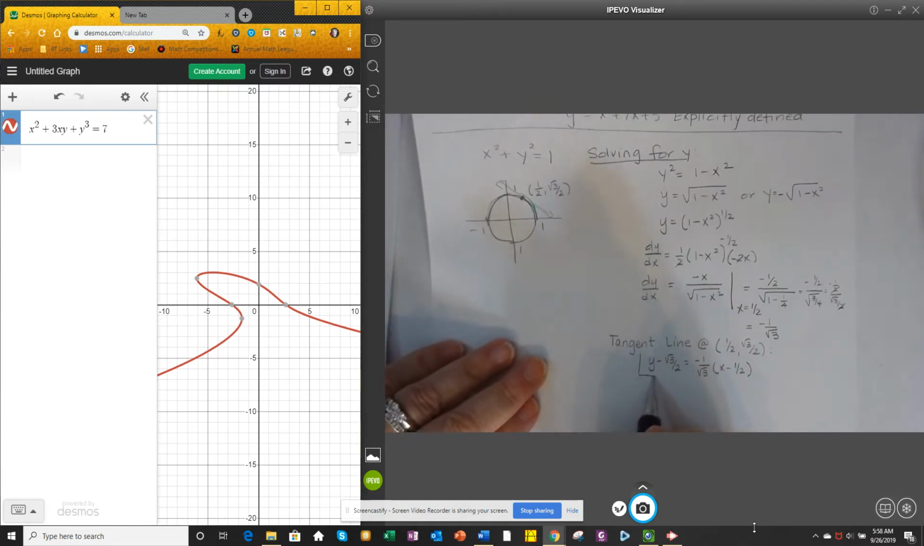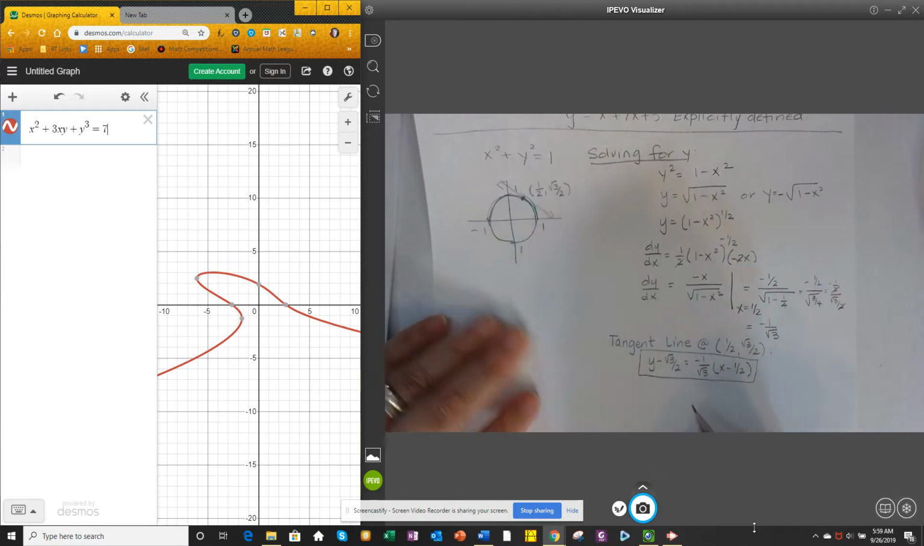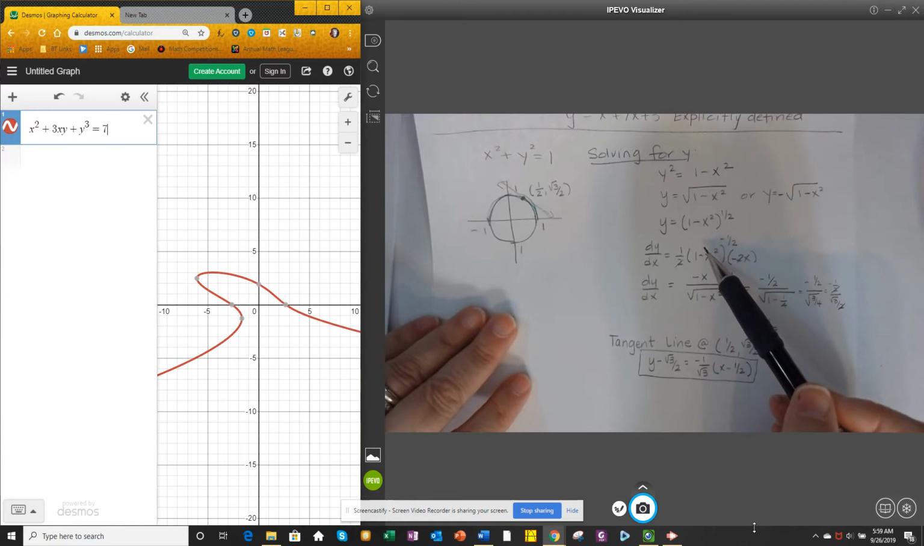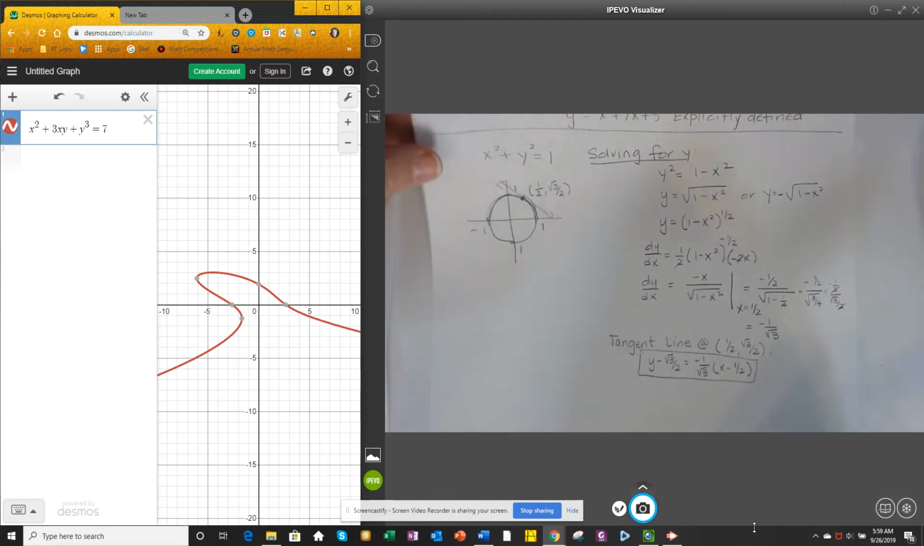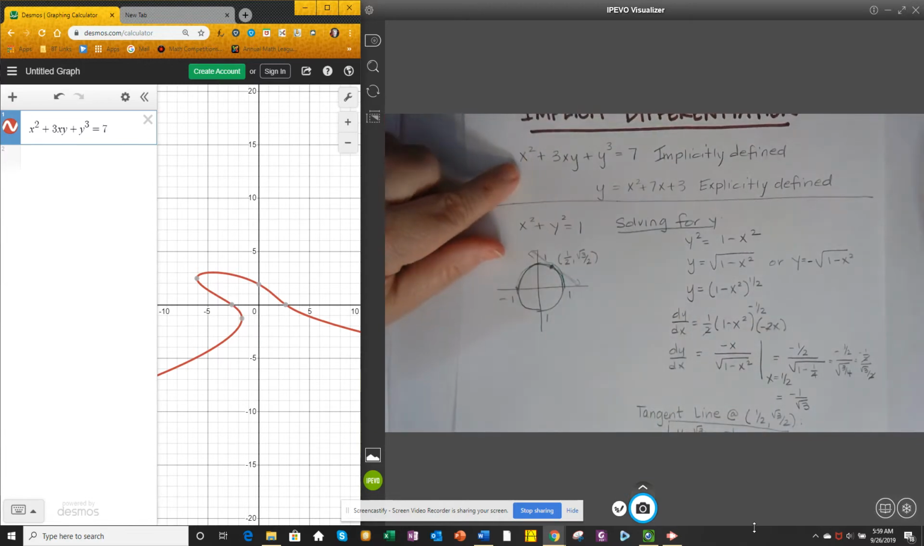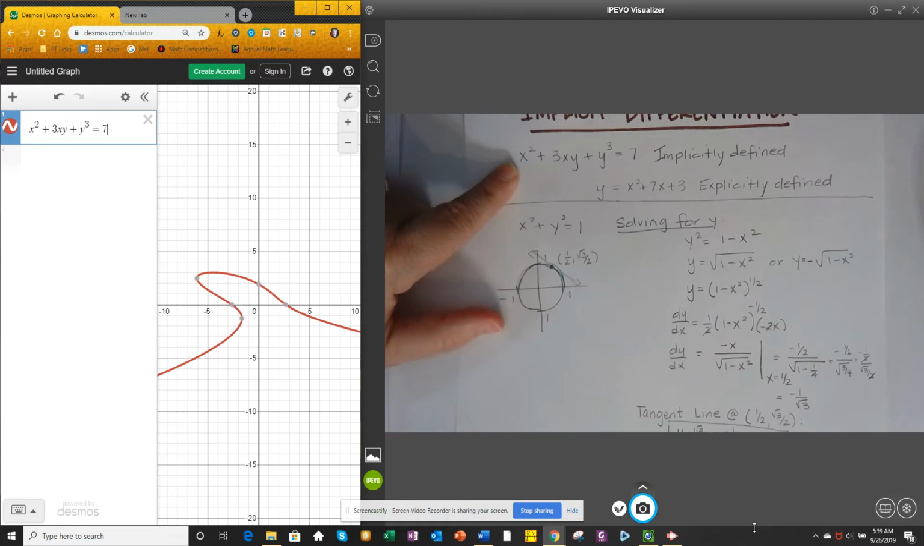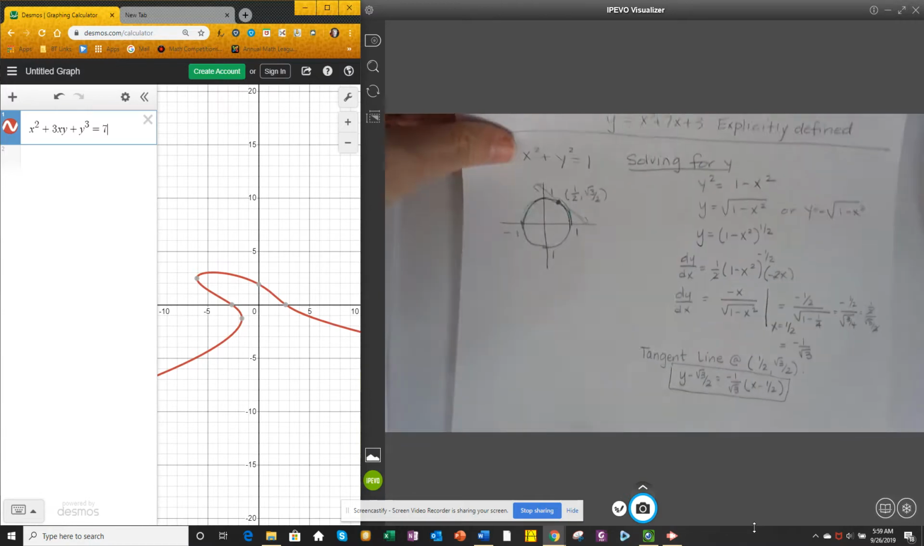Okay? Well, that's great. That's easy. And we were able to find the slope of this tangent line using the chain rule and solving for y explicitly. But not all functions, as I mentioned a moment ago, can be solved for y explicitly. So there has to be another way for us to be able to find the derivative and be able to find the slopes of the tangent lines to the curves. And there is. And what we do is something called implicit differentiation.